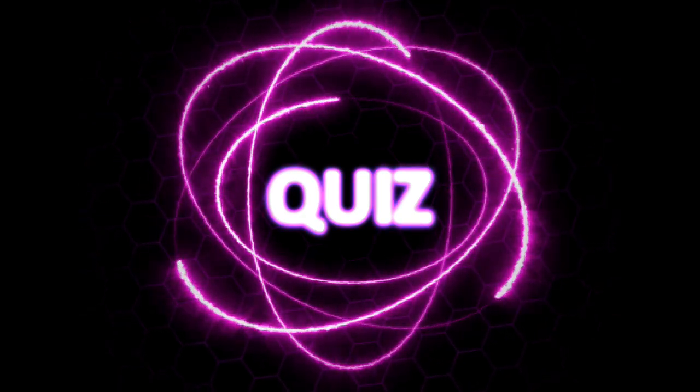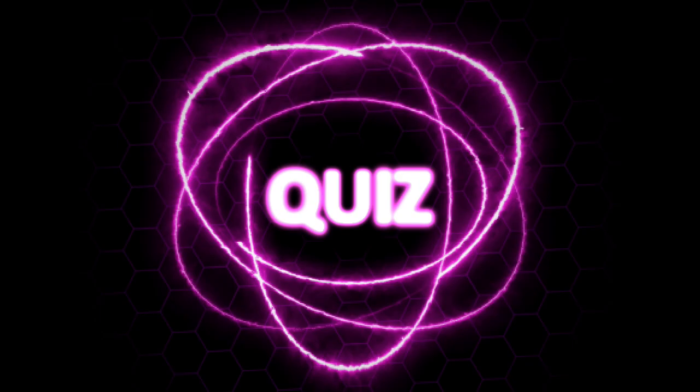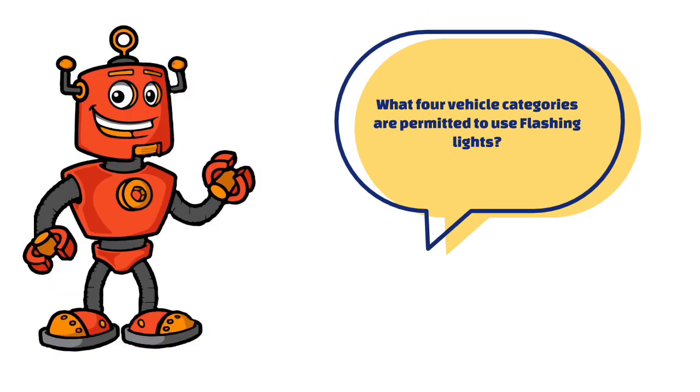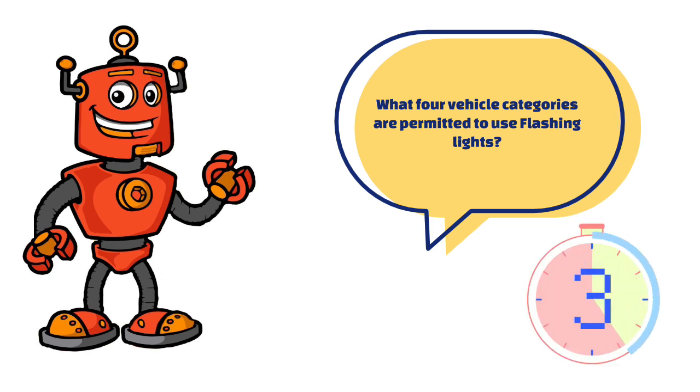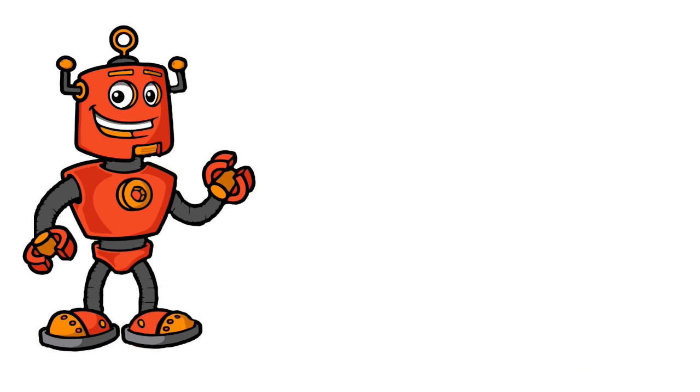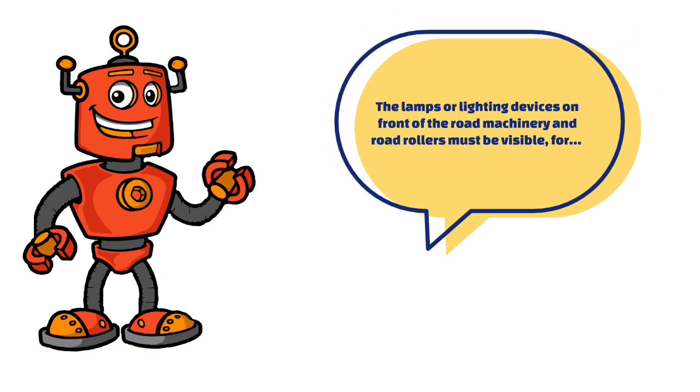Let's test your knowledge. Here is a short quiz. What 4 vehicle categories are permitted to use flashing lights? The lamps or lighting devices on front of the road machinery and road rollers must be visible.